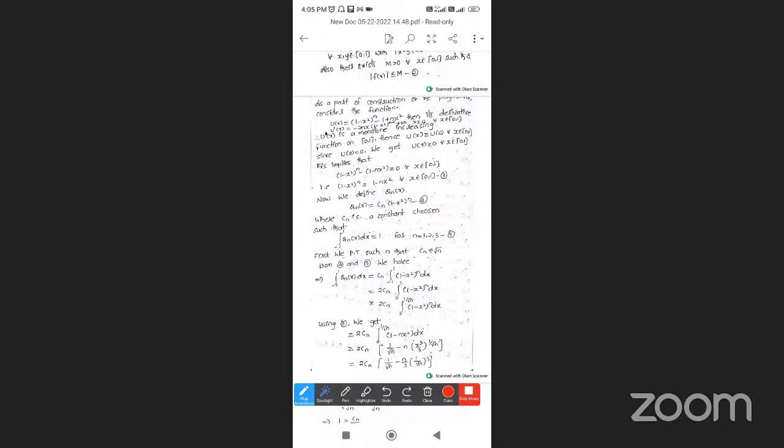Now we define Qn of x, a polynomial. We take Qn of x equal to Cn into (1 minus x square) whole power of n, in the fourth equation, where Cn is a constant chosen so that the integral from minus 1 to 1 of Qn of x dx is equal to 1, for n equal to 1, 2, 3 and so on, in the fifth equation.